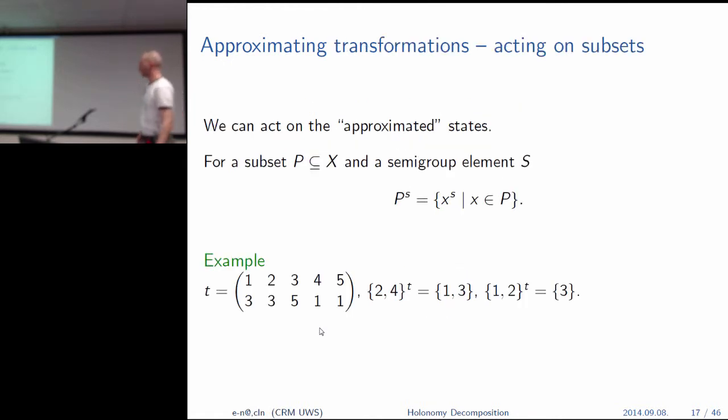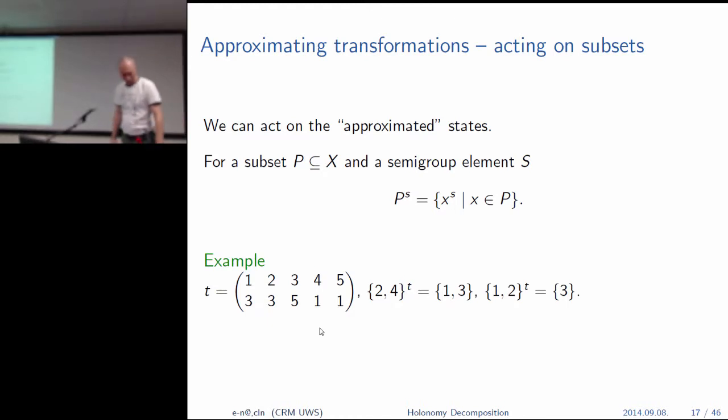So, if you accept that we can approximate states by subsets of the state set, then we have to approximate transformations by acting on subsets. And that's very easy, a very standard construction. Well, how can you transform a subset of the state set? Well, you just take all the elements in it and calculate their images.